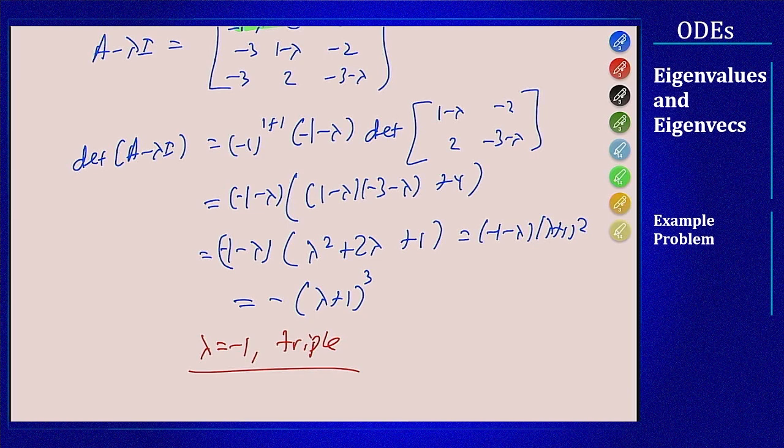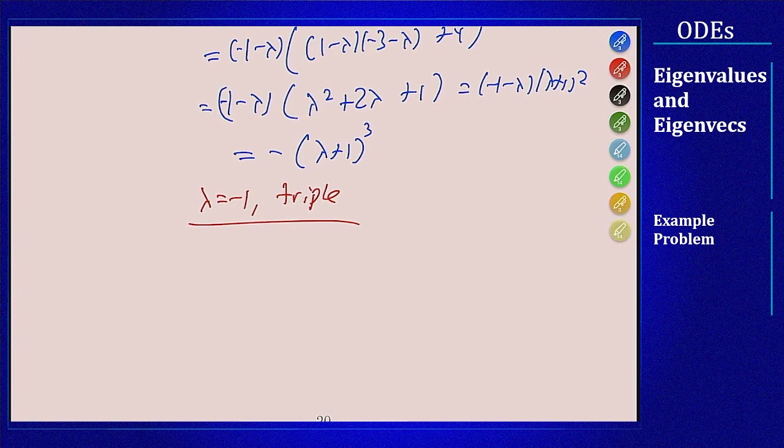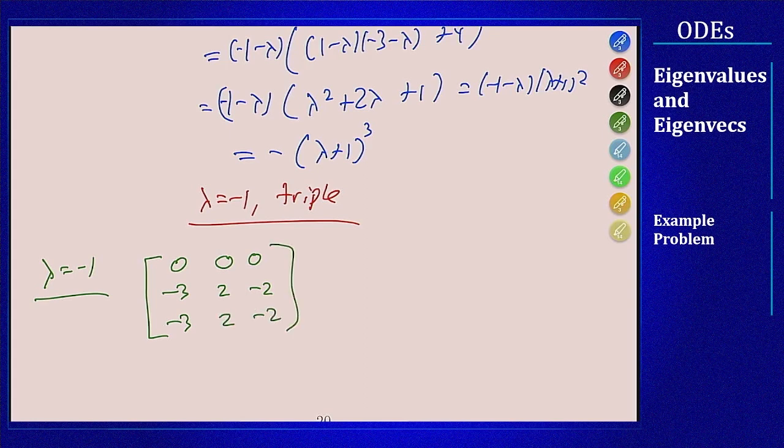Now, because it's triple repeated, we could expect to see anything, 1, 2, or 3 different eigenvectors, and by different I mean linearly independent eigenvectors for this value. It could be any of those. All we can do is try to work it out and see what we get. So if I take lambda equals -1, I need to add 1 on the diagonals here. So I will see 0, 0, 0, -3, 2, -2, -3, 2, -2, which I can then rearrange and row reduce because the bottom two rows are the same, to give me exactly this: -3, 2, -2, 0, 0, 0, 0, 0, 0.